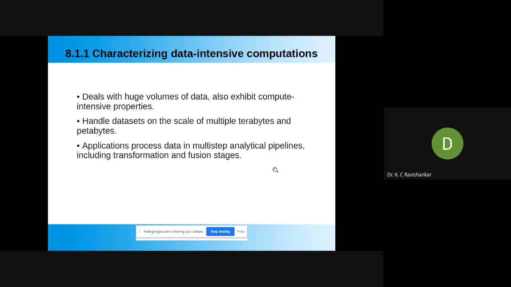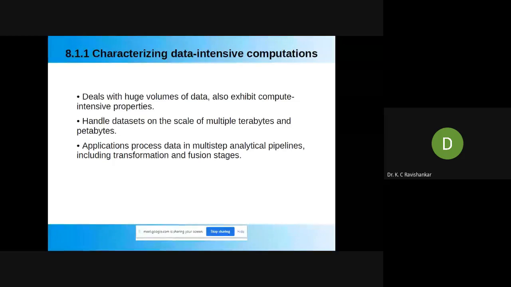Okay, next is characterizing data intensive computation. What are the characteristics of data intensive computing? It deals with a huge volume of data, and also exhibits compute intensive properties. Once the data is there, data intensive is there, automatically it is computationally intensive also. Always remember this.